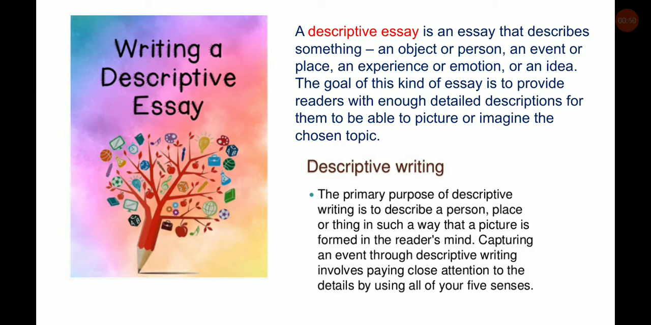Descriptive writing. The primary purpose of descriptive writing is to describe a person, place, or thing in such a way that a picture is formed in the reader's mind. Capturing an event through descriptive writing involves paying close attention to the details by using all of your 5 senses.